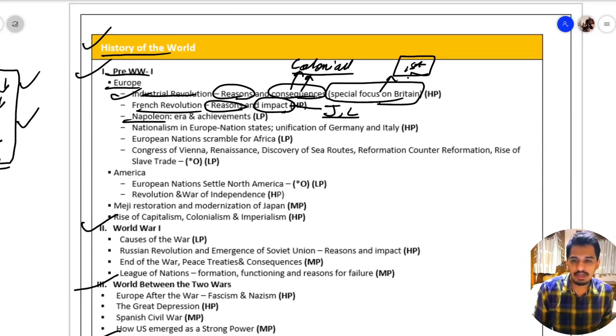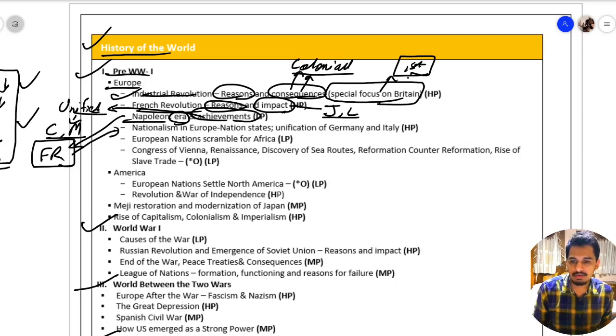Then we have Napoleon Era, and what were his achievements. Some of the achievements of Napoleon was that he unified Europe. This led to single currency and measurement system across the Europe, and he also spread the ideas of French Revolution across Europe. This gave rise to nationalism in other parts of Europe, due to which nation states were born, which led to unification of Germany and Italy.